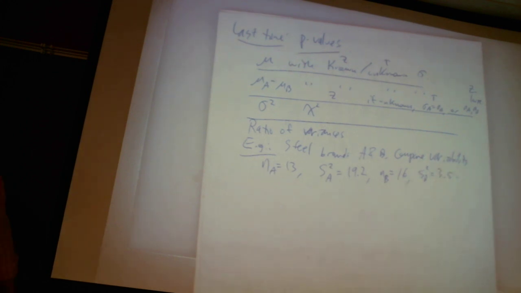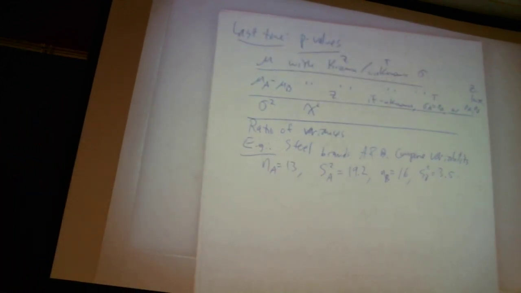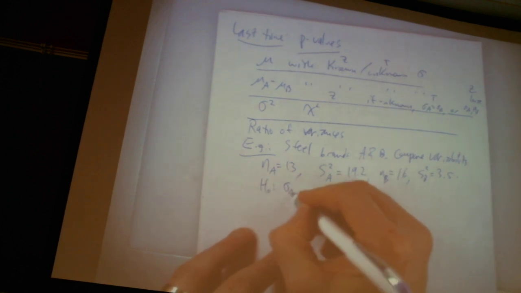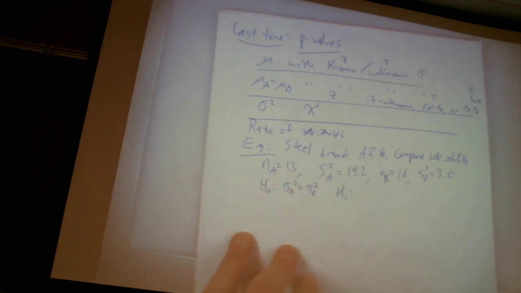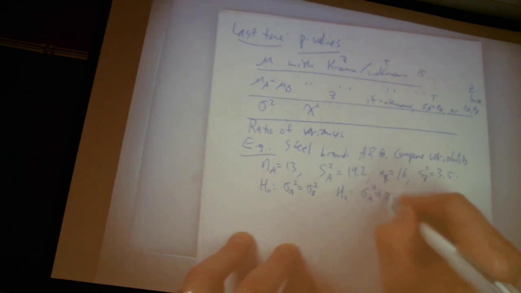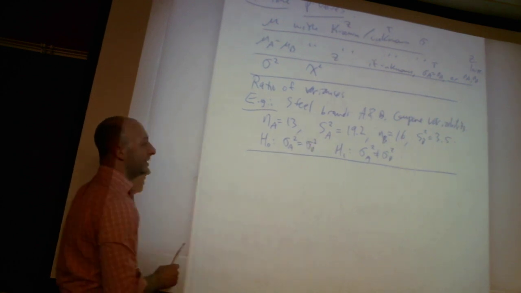So the question is, right, this is 19, this is 3.5. Could it be that they're the same and what are the odds that we saw this much variability just as a fluke? So the null hypothesis will be that the variances are the same, and the alternative hypothesis, let's do a two-sided alternative hypothesis, that they are different. All right, let's test the null hypothesis that they are indeed the same.